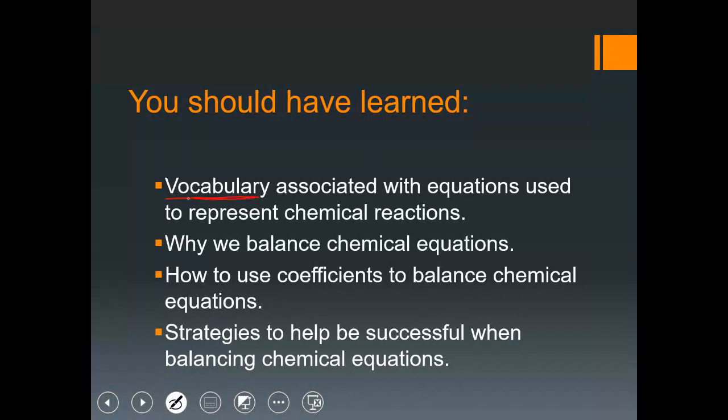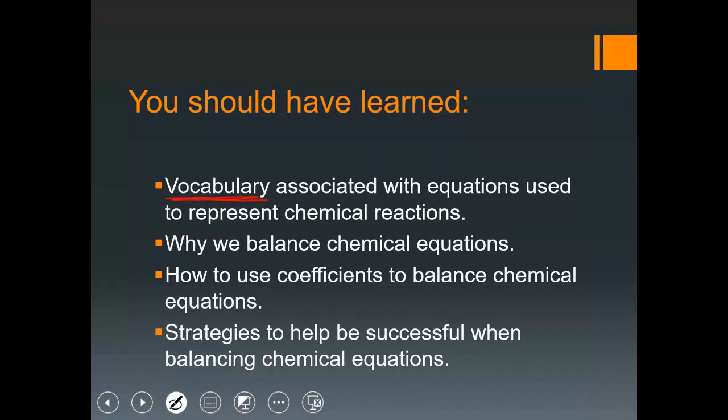So we've got a little bit of vocabulary, like coefficient is the number in front of the formula. Subscripts are the little numbers that are within the formula that tell you which atoms are bonded together to make the molecule. We've got reactants, which are before the arrow. We've got products, which are after the arrow. We know we balance the chemical equations because of the law of conservation of matter.